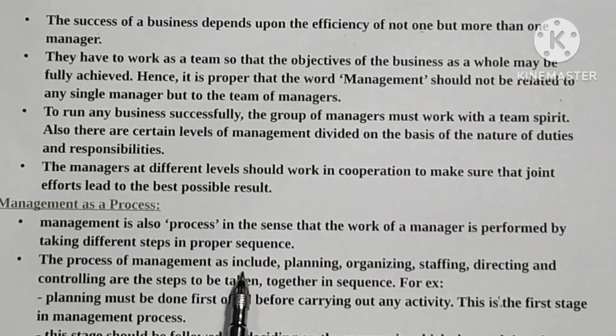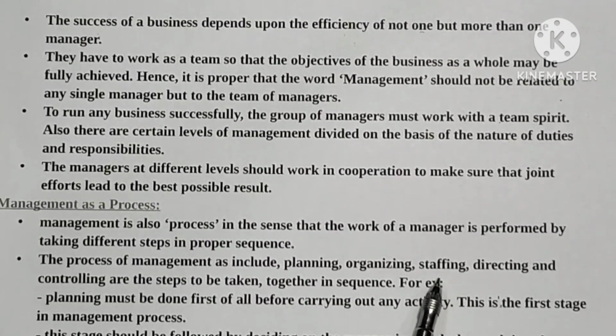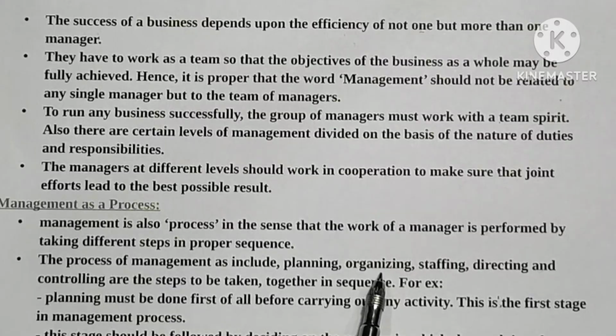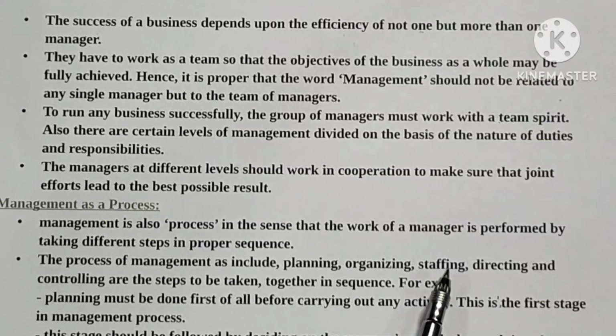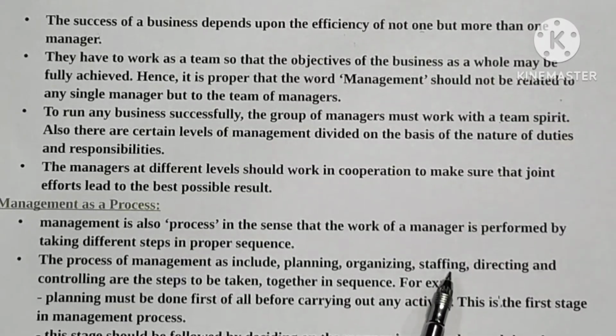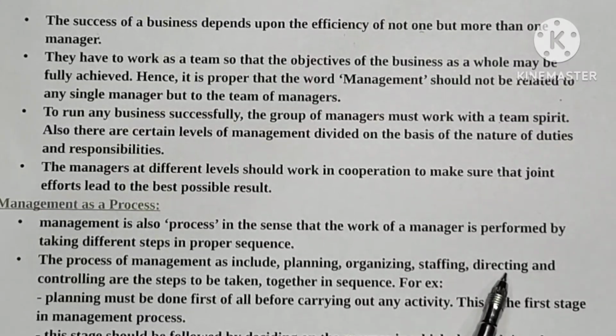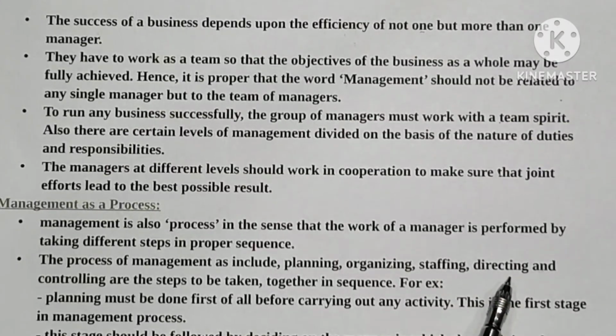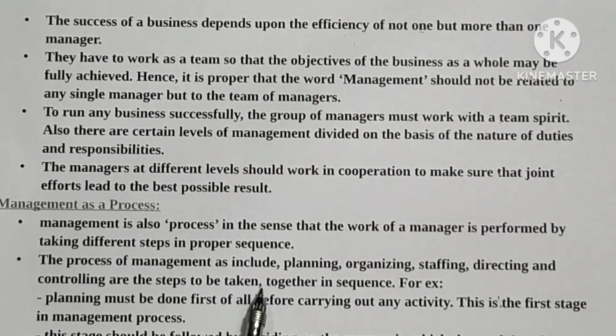The process of management includes planning. The work starts with planning, then organizing, and staffing. You already know what staffing is. They should have a plan for how to run a hospital, for example, and organize it. Then staffing: recruit the staff members, staff nurses, doctors, lab technicians, other technicians, housekeeping people, everyone. Then direct them. After recruiting them, you have to allot what work they have to do, and control their work by frequently supervising it. These are the steps to be taken together in sequence.